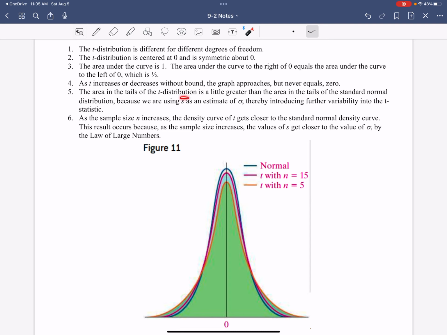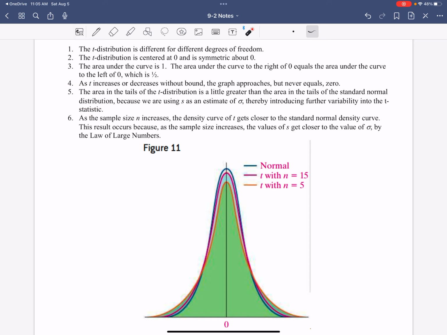The area in the tails is a little greater than the area in the tails of the standard normal distribution because we're using S as an estimate of sigma. We're using the sample standard deviation as an estimate of the population, thereby introducing further variability into the t statistic. So there's just more variation right here, which we just saw again.